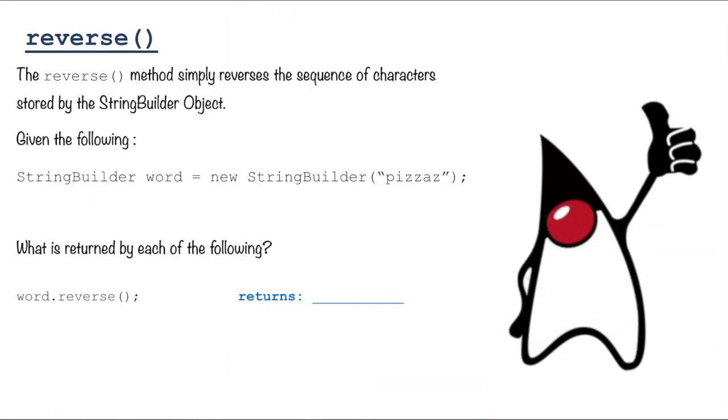The reverse method simply reverses the sequence of characters stored by a StringBuilder object. So if we look at the word pizzazz stored by the StringBuilder object and we reverse it, it would give us zazzip. Again, this has a length of 1, 2, 3, 4, 5, 6, so 6 plus 16 would be our initial capacity. This would still have a capacity of 22, and it would still have a length of 6, just in the reverse order.